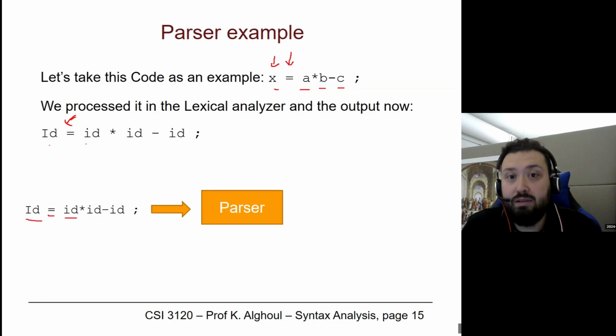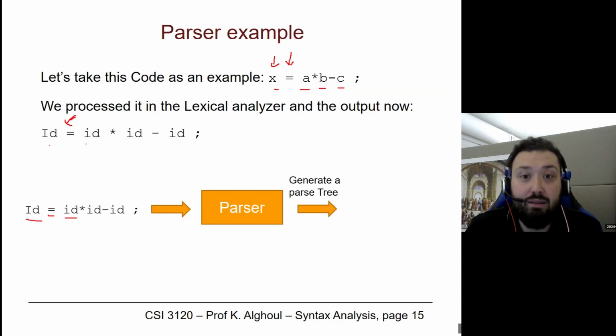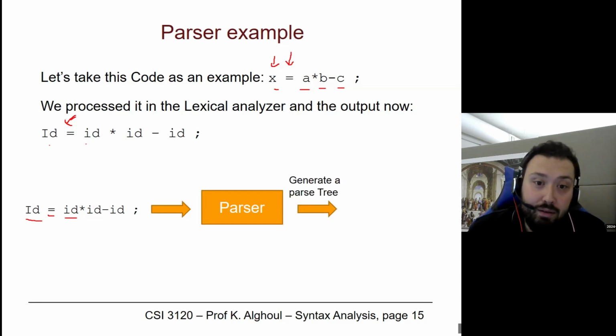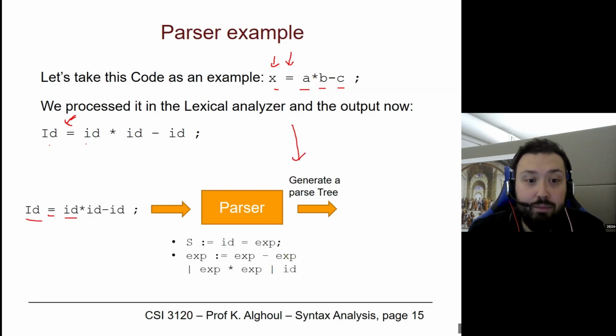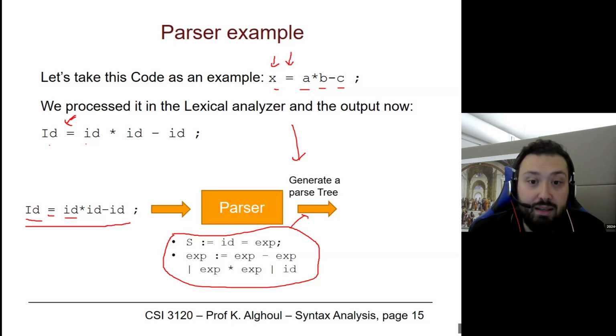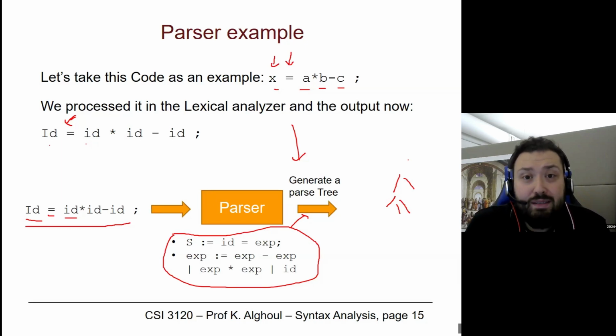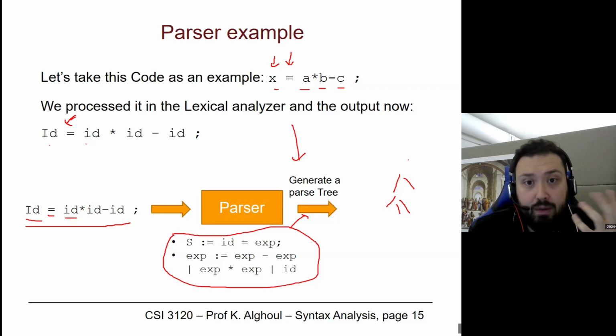The output of the parser is a parse tree. How can the parser, guys, generate a parse tree? It will need grammar. So it's going to take this from the lexical analyzer and match it with the grammar that it has to be able to produce a parse tree, whatever it looks like. Very good. Now, how is this happening? We already covered these in past sessions, but how is this happening?